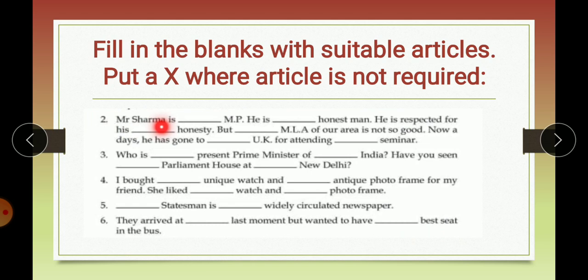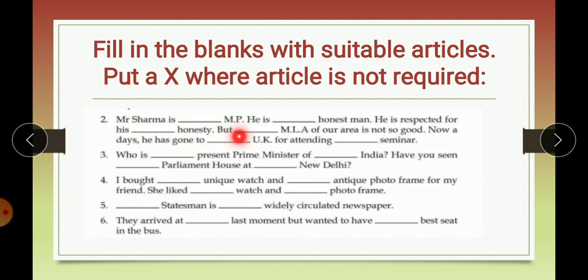Next is Mr. Sharma is an MP, because before MP, MLA we are putting an, so an MP. He is an honest man. Again honest, H is silent, so sound of vowel is there, and he is respected for his honesty. So before honesty there is cross.